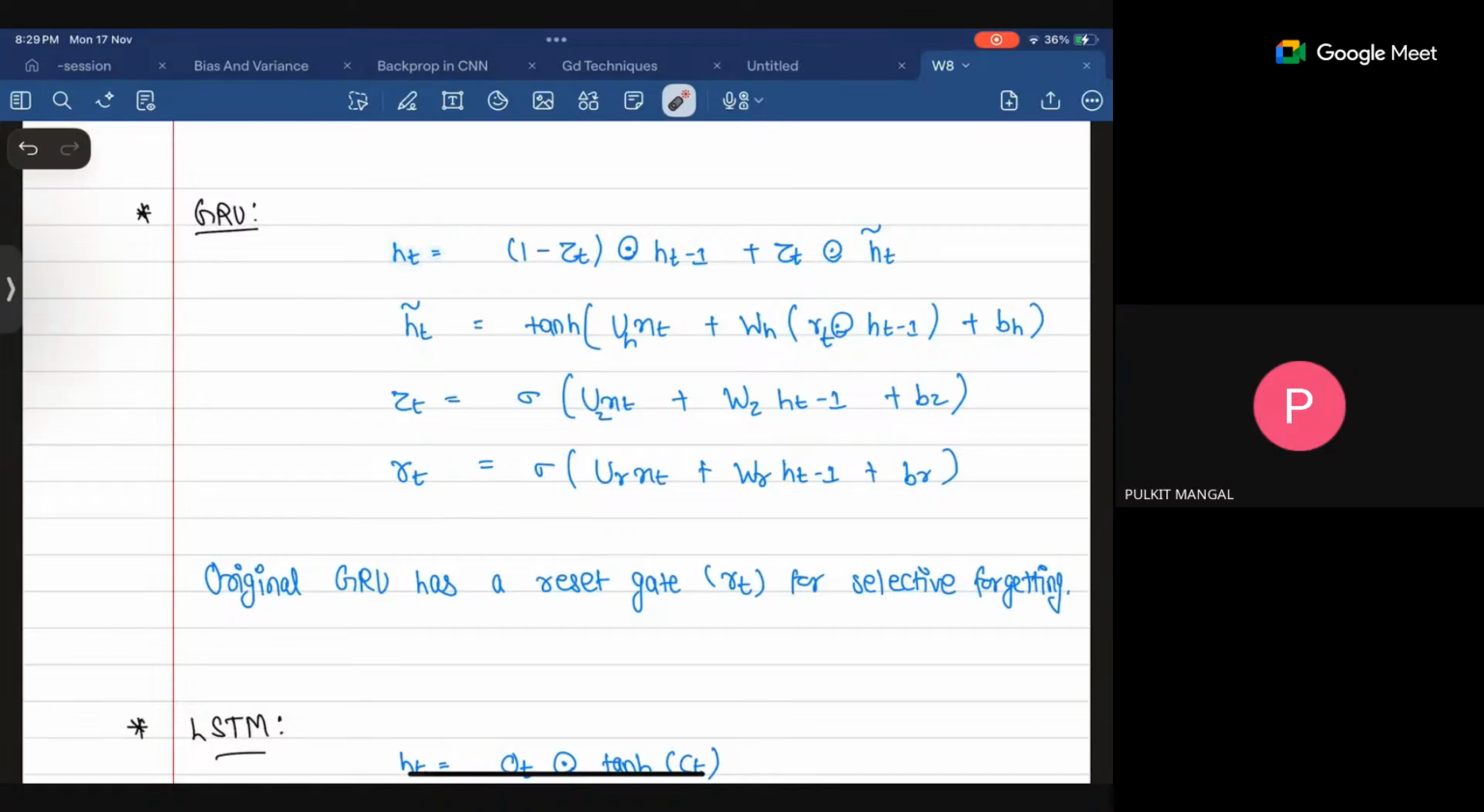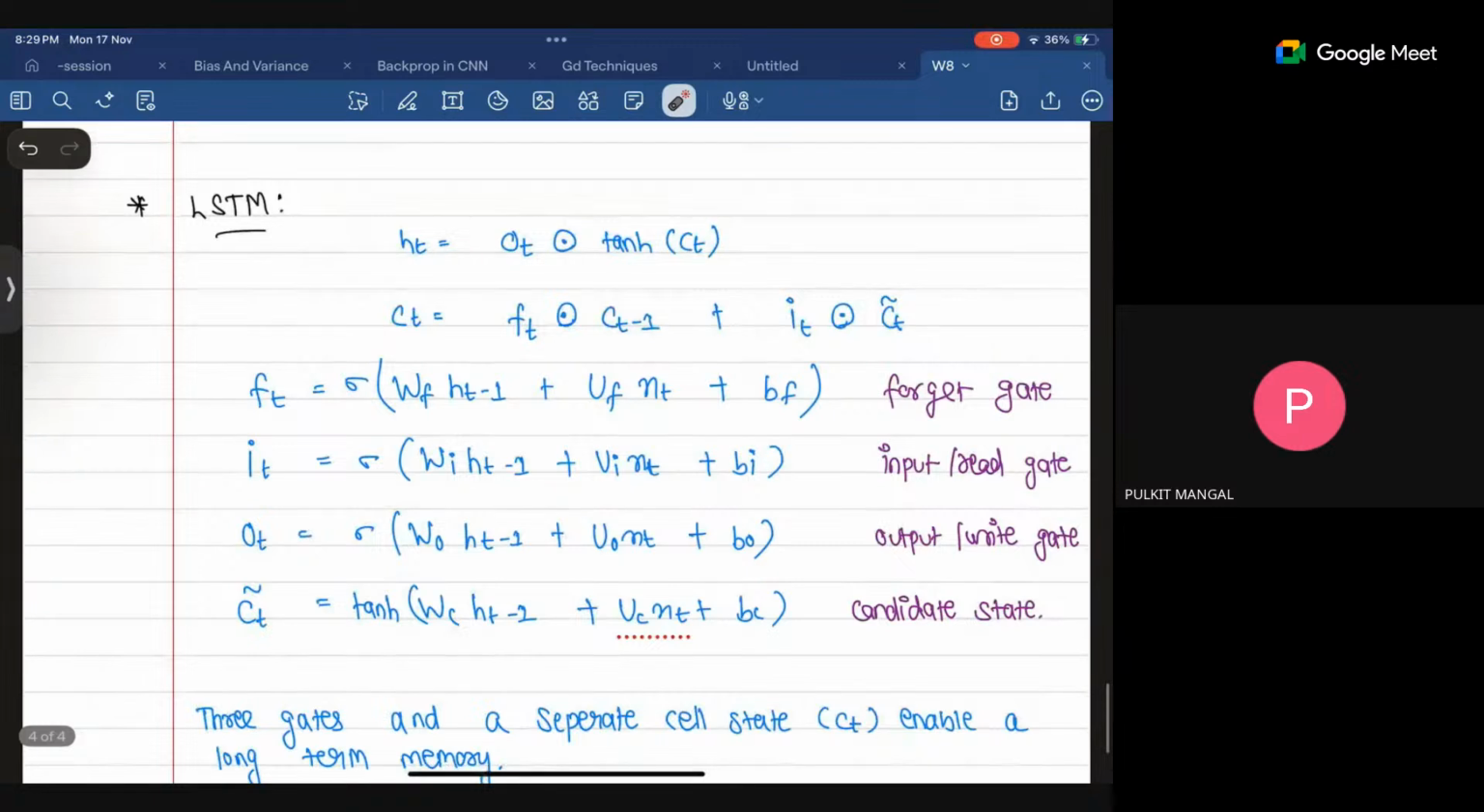So this uses one more gate. Now the final LSTM just looks a little bit more complicated. There are a total of 6 equations, but if you look at them, they follow the same format. You have the weight matrix for the hidden state, then you have the U matrix for the input vector, then the bias term.